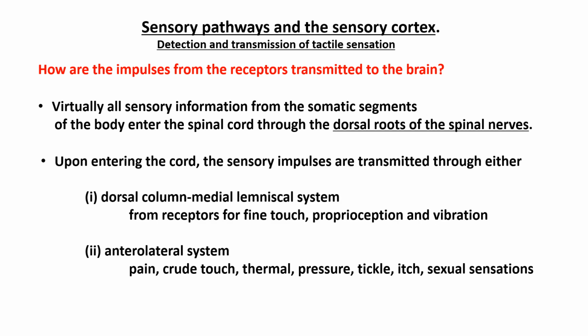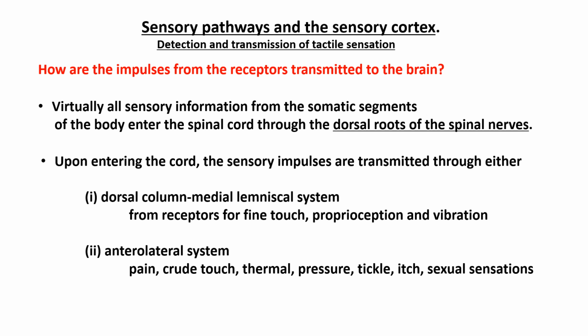Upon entering the cord, what happens to this nerve? The sensory impulses are transmitted through either the dorsal column, the dorsal medial lemniscal system. This is from receptors for fine touch, proprioception, and vibration. So impulses from these receptors will enter the dorsal roots of the spinal cord, and are then transmitted along the dorsal medial lemniscal system.